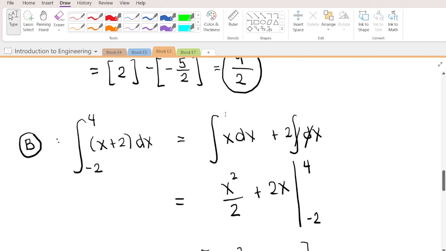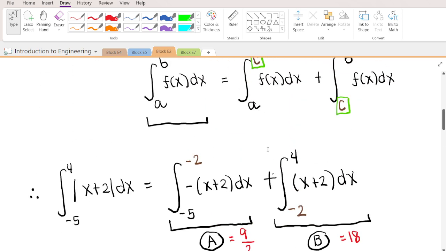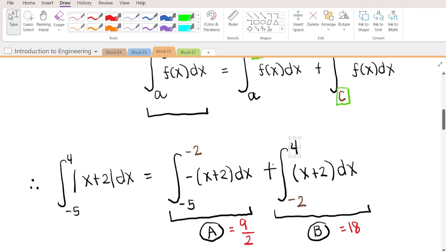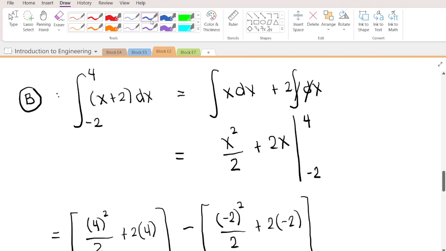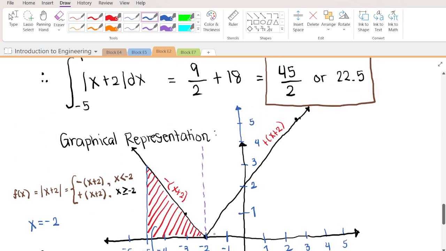Now, how about for the second area, the 18? Remember that the boundaries for the second fragment of our integral range from -2 to +4. So it's kind of a wide coverage, from -2 to around +4. So we might need to extend the function. So let's extend this one. All right, so that is basically the area.